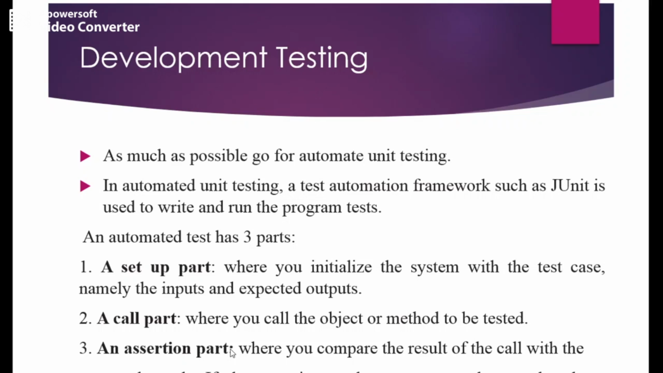And what is the assertion part? You call the method, you get the result, isn't it? So you compare the result of the call with the expected result. Already in the test case you have written the expected result. If the assertion evaluates to true, the test has been successful. If false, then it says that the test has failed.